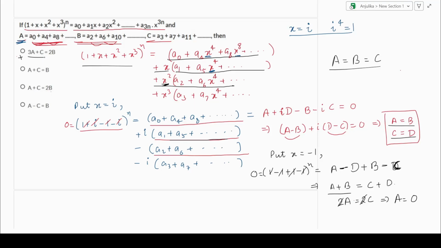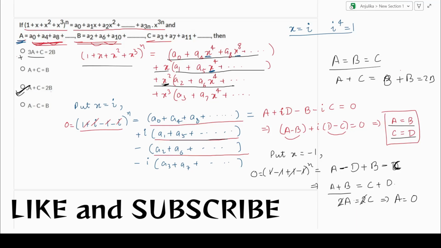This cannot be correct. 2A plus again A, that would be 4A or 4B. This is not correct. Just check it out. So this option looks to be correct. A plus C is 2B. Instead of A, I can write B, and instead of C also, I can write B. So 2B. That looks to be the correct option.